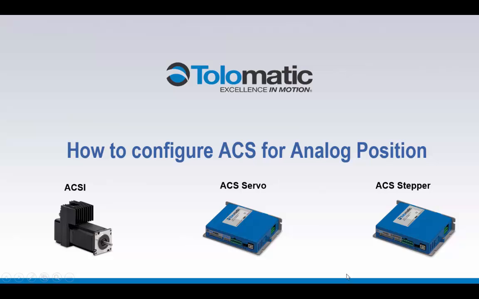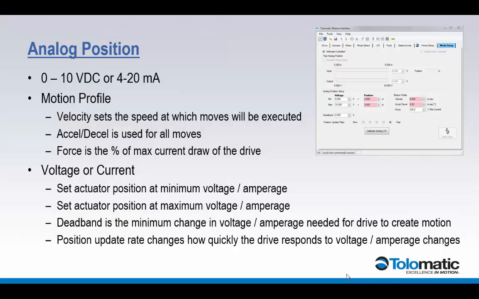Hello and welcome to Toolmatic's video guide on how to configure the ACS for analog position. Analog position can be configured for 0 to 10 volts or 4 to 20 milliamps.